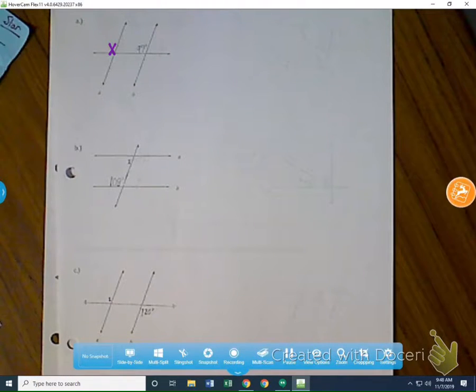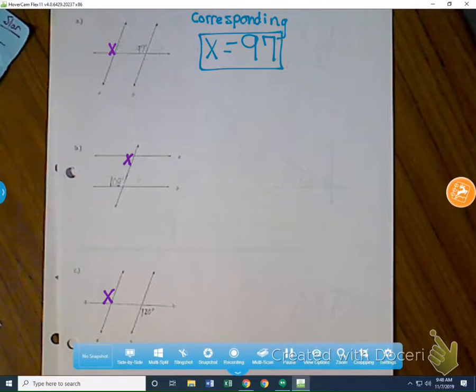Okay, let's just look at these like an X, because I think the 1 is confusing people, so I'm going to change that on your test. So, what type of angles are X and 97? They are congruent. First of all, though, what type are they? It's that tricky one, corresponding. Corresponding angles are congruent. So, what would X equal? 97. Okay. Questions?